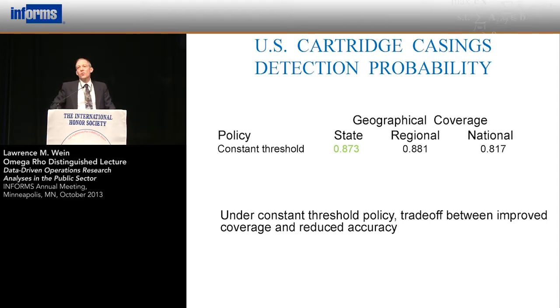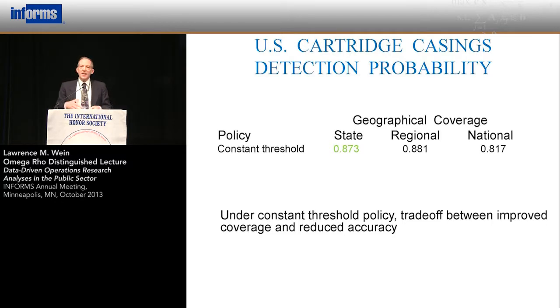Okay, so here's a rough application to the United States. This number in green, 87.3%, this is what they do now. So this is a constant threshold system that only does interstate searches. It turns out that the country is divided into 12 regions in terms of the databases. So a region is basically your state and the neighboring 3 states or something like that.